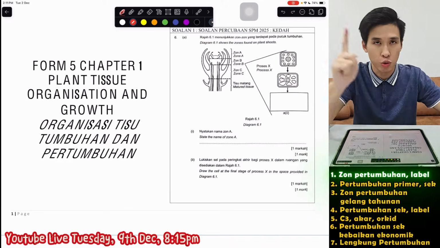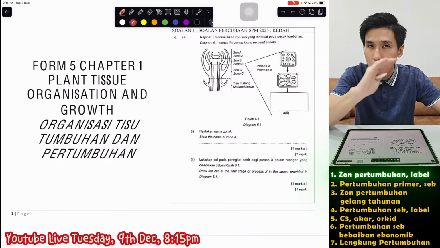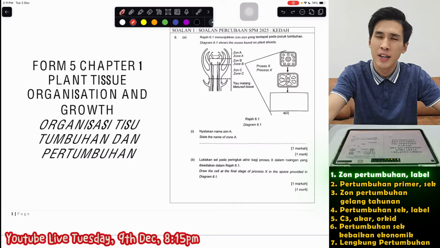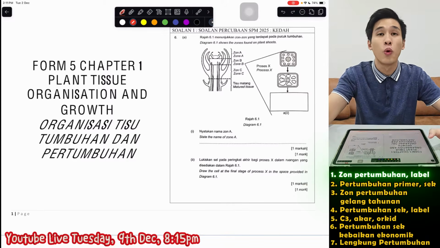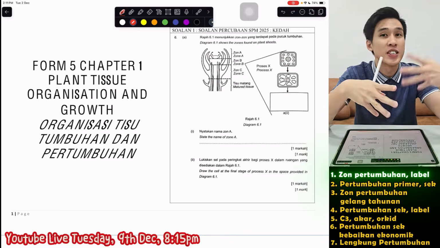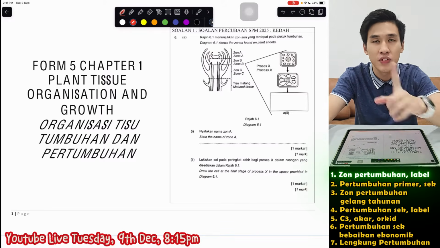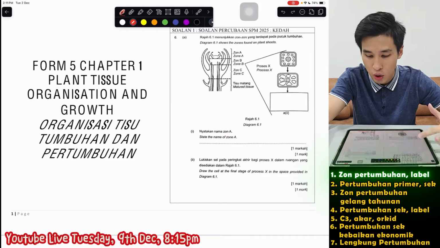Form 5 bab satu tisu tumbuhan dan pertumbuhan. Now I feel that this is one of the most important tumbuhan punya bab because few years never come out already compared to the rest. And then for Form 5 who are also watching this, that are preparing for your first term or midterm, it's also a very good revision because first term definitely ada Form 5 bab satu punya soalan.